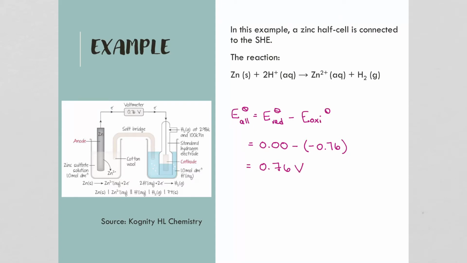These types of problems are fairly easy to do. You just need to make sure that you look and find out which one's being reduced and which one's being oxidized. The one that's being oxidized is the one that has the negative value, or the more negative value. So that's how you would solve those.